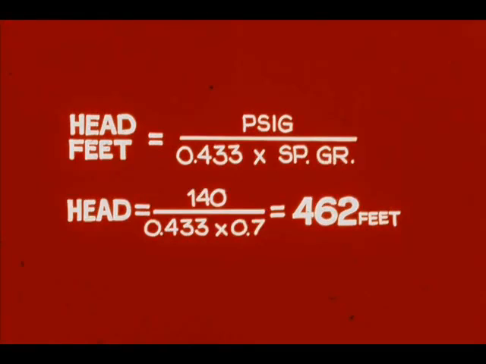Now let's make a third calculation for the light naphtha. In the formula, H equals P divided by the product of 0.433 times specific gravity. Substitute 140 for P and 0.7 for specific gravity. Solving, we get 462 feet for the third time.